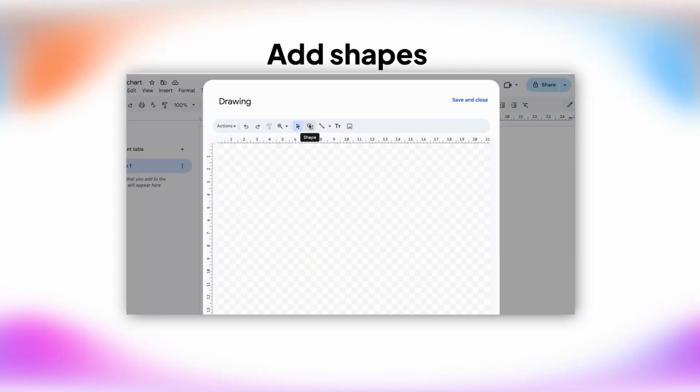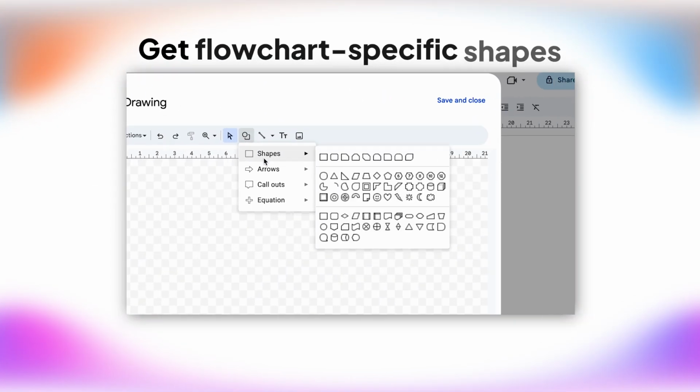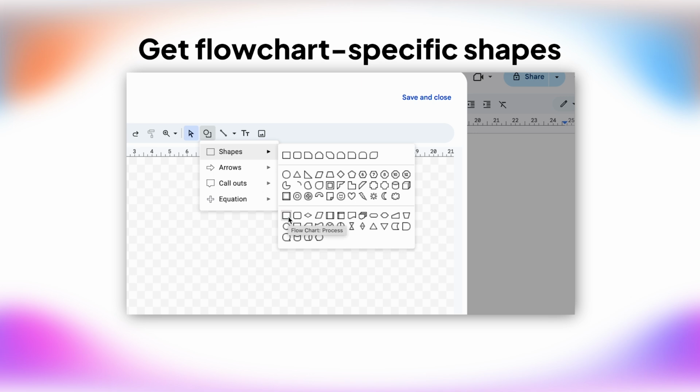Then add your shapes by clicking on the Shapes tool. You'll see a full set of flowchart-specific shapes at the bottom of the menu, and if you hover over any of them, Google will actually tell you what each one means.